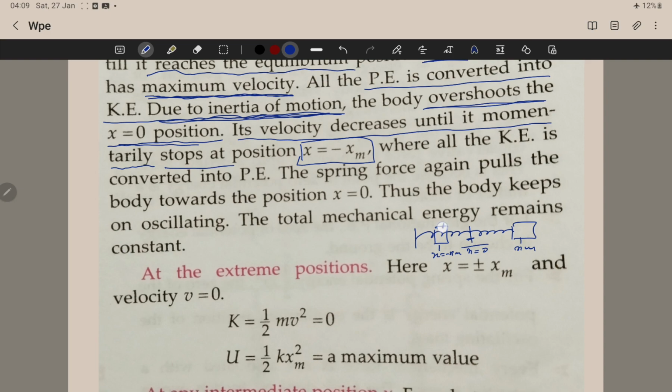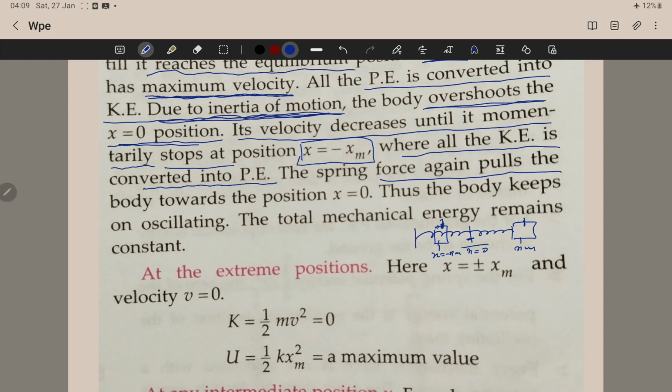So at this position, what happens when it stops? Its velocity becomes 0, and all the kinetic energy is converted again into potential energy at this position.